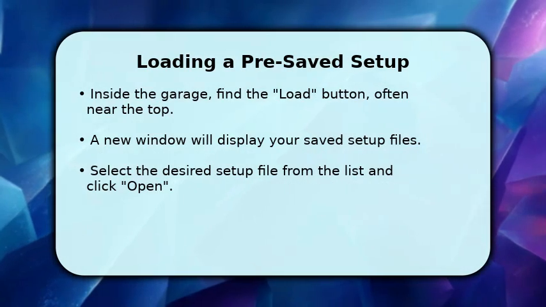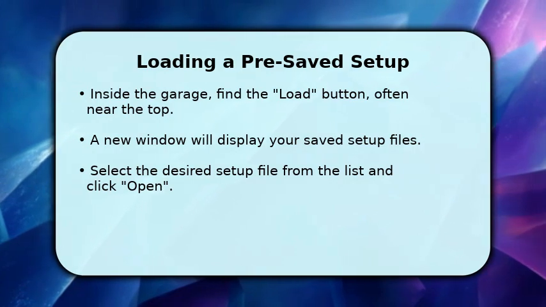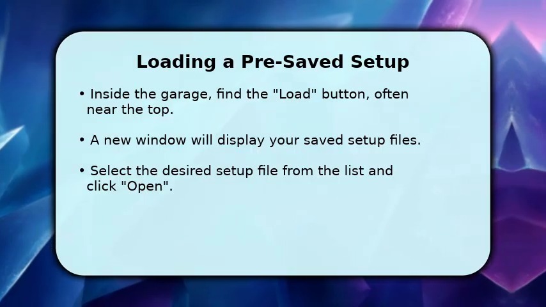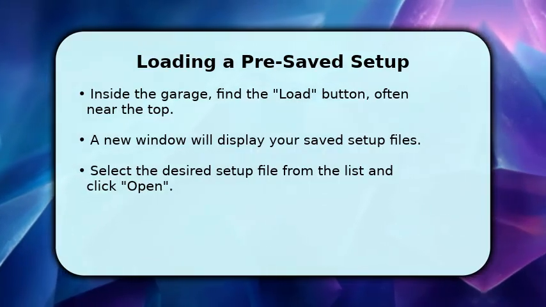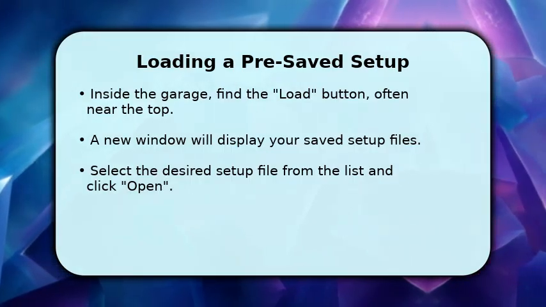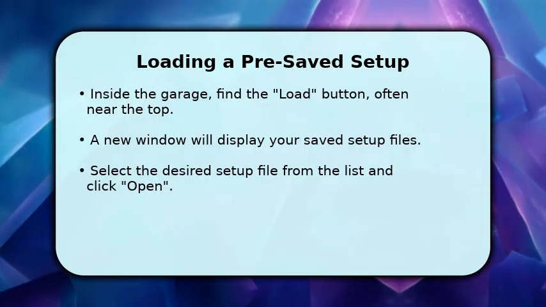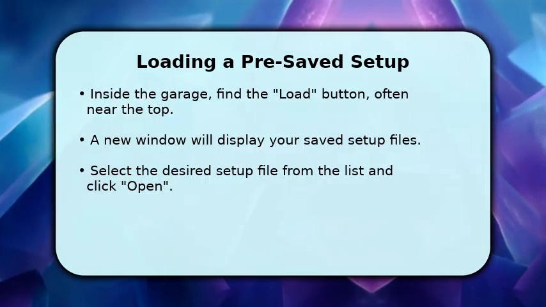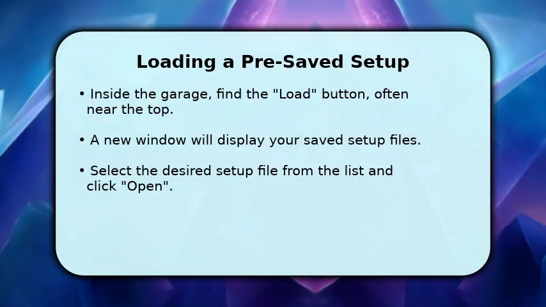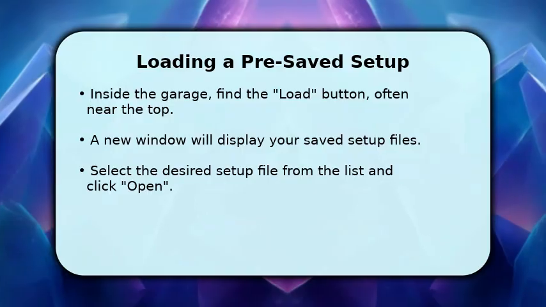Now that you're in the Garage, it's time to load a setup. Look for the Load button, typically found at the top of the Garage screen. Clicking it will open a new window, showing all your previously saved setup files. These files are usually named to indicate the track or conditions they are designed for. Simply select the setup you wish to use from the list, then click Open to apply it to your car.